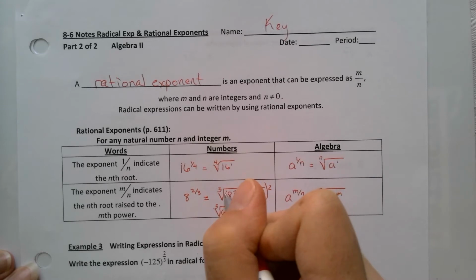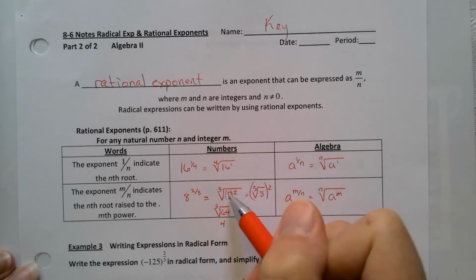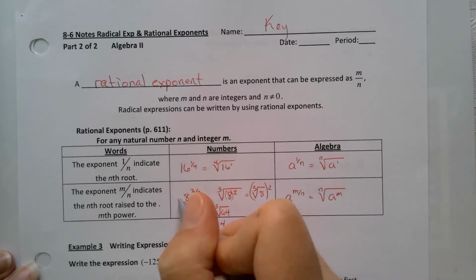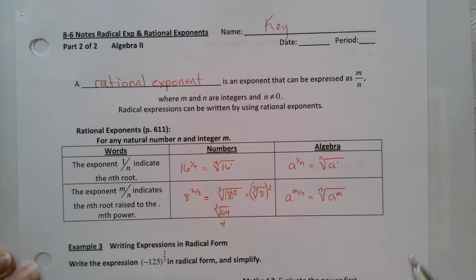Now, again, it would be proper to put this in parentheses, especially if I have a negative sign there. All right, so be careful with that. Because the whole thing had the power to it. But if the negative sign was on the outside, it would stay on the outside. So be careful with that.